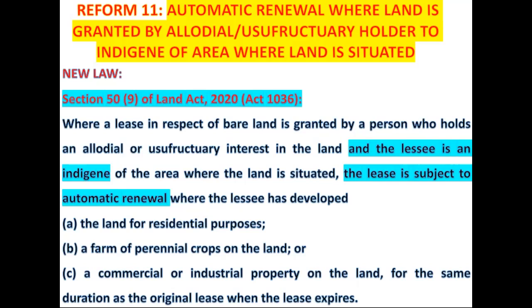And this reform, you can see it under Section 50, Subsection 9 of the Land Act. But let me tell you what it says. You need to pay critical attention to these reforms. Now, the reform is in different phases. The first phase is that where land is granted by the allodial or usufructuary holder to an indigene of the area where the land is situated. Note carefully, where the land is granted by the allodial holder or the usufructuary holder to an indigene of the area where the land is situated, the law says that there must be an automatic renewal.